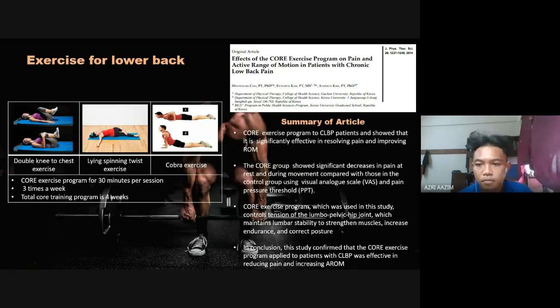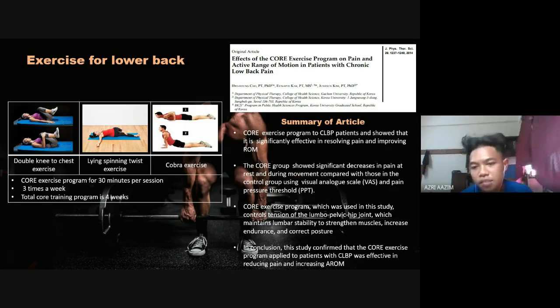For the summary, the core exercise program for chronic lower back pain patients shows that it is significantly effective in resolving the pain and improving the range of motion. Second, the core group shows a significant decrease in pain at rest and during movement compared to the control group, using the visual analog scale and pressure pain threshold, or PPT.